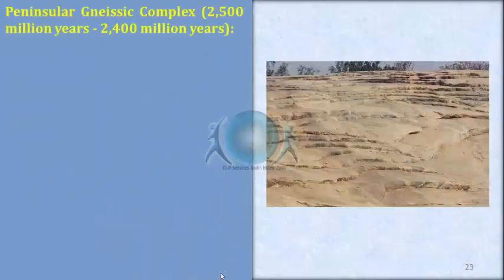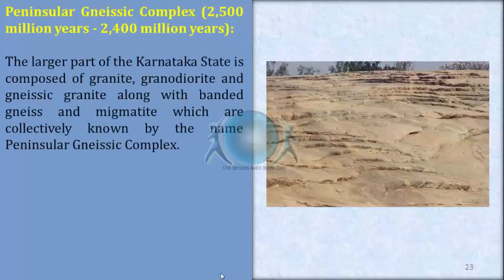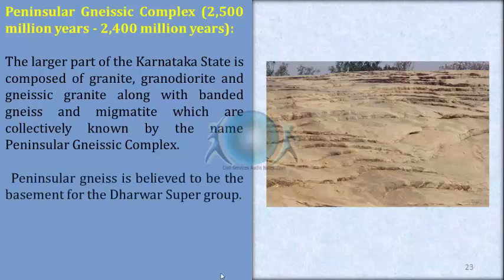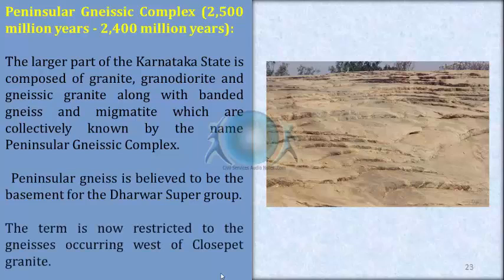Peninsula Gneissic Complex. This is around 2500 million years old. The larger part of the Karnataka state is composed of granite, granodiorite, and gneissic granite, along with banded gneiss and migmatite, which are collectively known by the name Peninsula Gneissic Complex. Peninsula gneiss is believed to be the basement for the Dharwar supergroup. The term is now restricted to the gneisses occurring west of close-spaced granite.